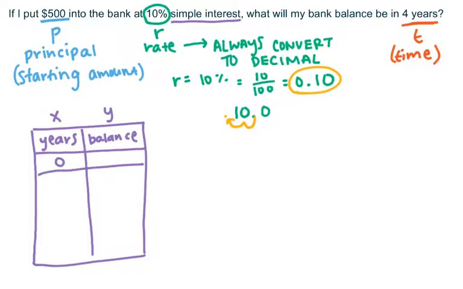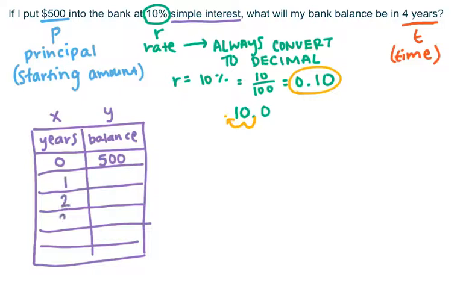Same thing with depositing money into a bank. So at 0 years old, you have $500 in the bank, or I have $500. All right, so that is always your starting point. All right, and then I want it for 4 years. So I drew a little bit too much there, but that's okay. So I need up to 4 years worth of balance. So let's see how this works here. So your rate is 0.1. All right, so I'm going to be using this rate over here.